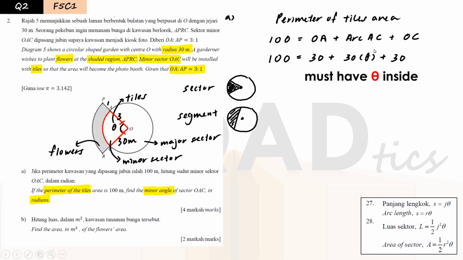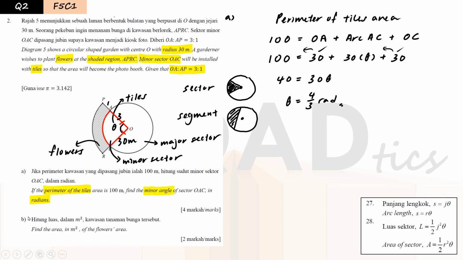So let us rearrange this equation and find the value of theta. The two 30s here, I'm going to move to the left side minus with 100, so it will be 40 here. And I'm going to move this 30 to the other side to divide with 40. So our angle would be 4 over 3 radians.